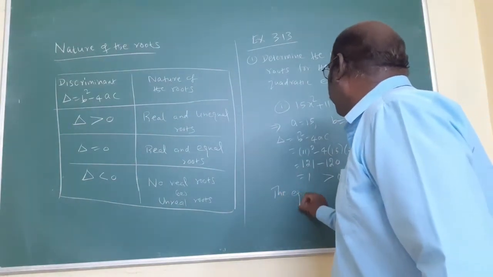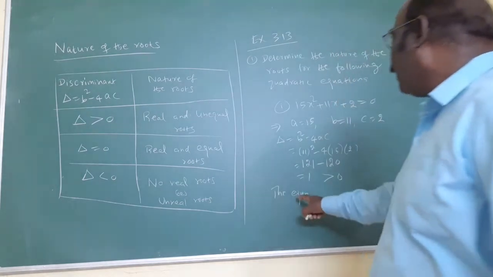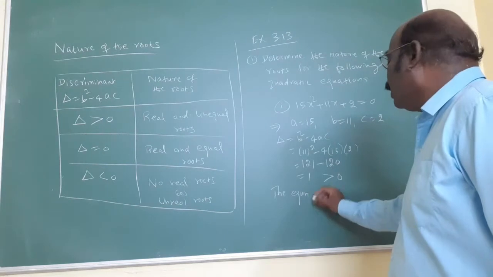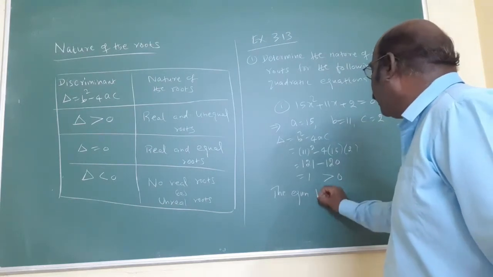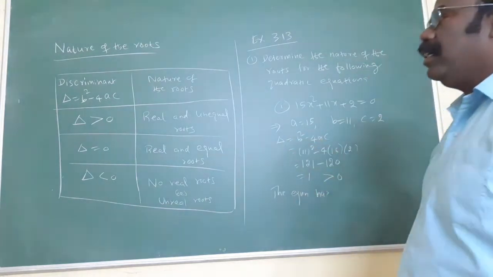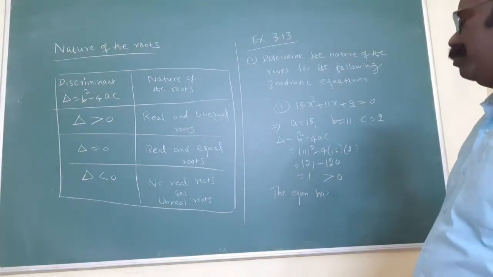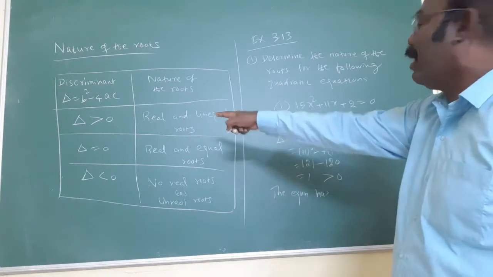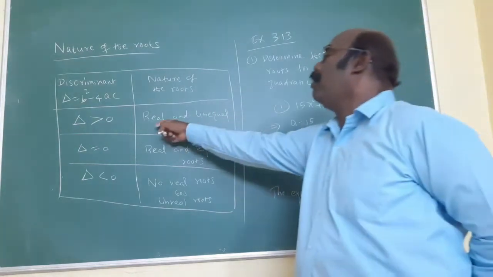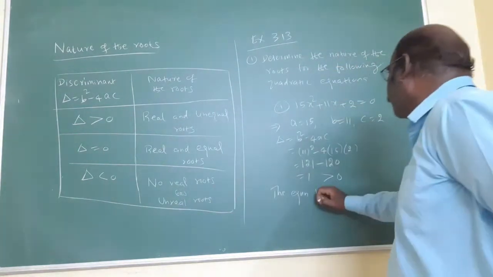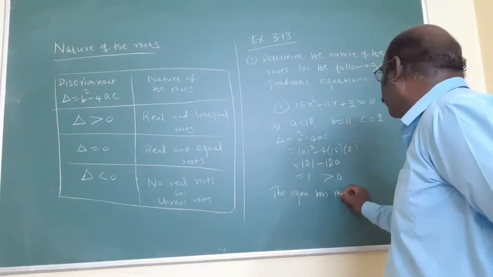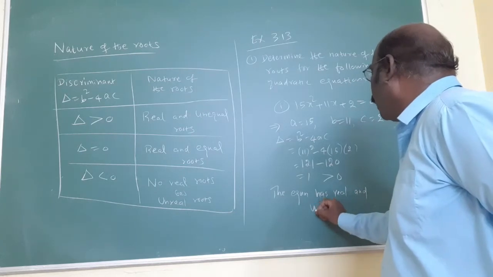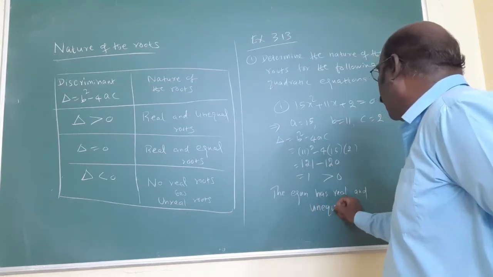The equation has real and unequal roots. Positive means, first form I know, real and unequal roots. Real and unequal roots. This is the answer.